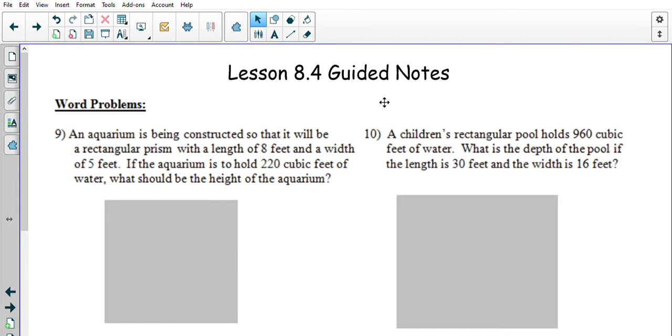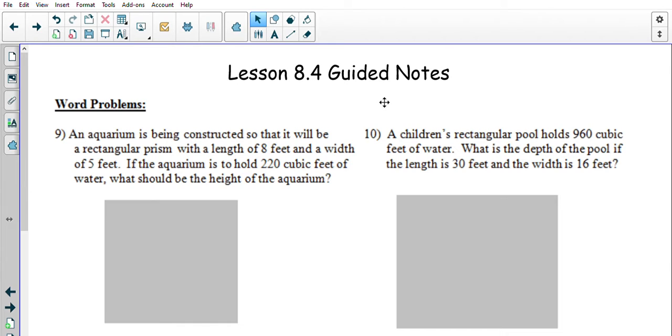Today's video is going to focus on two different lessons' guided notes, lesson 8.4 and lesson 8.6. I want to take a look at the word problems from these two lessons, including word problems on volume and a word problem on surface area. So I want to begin with the lesson 8.4 guided notes.